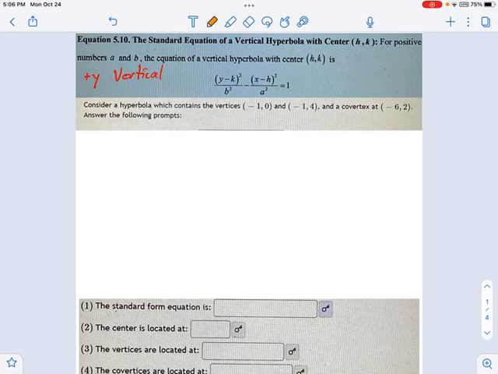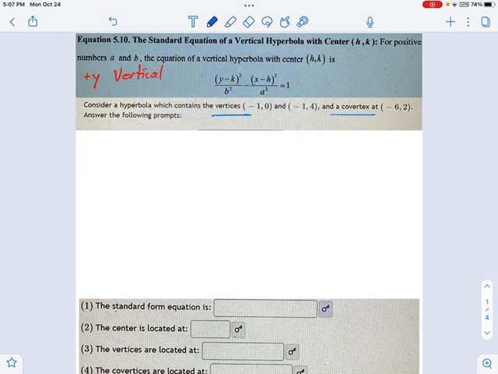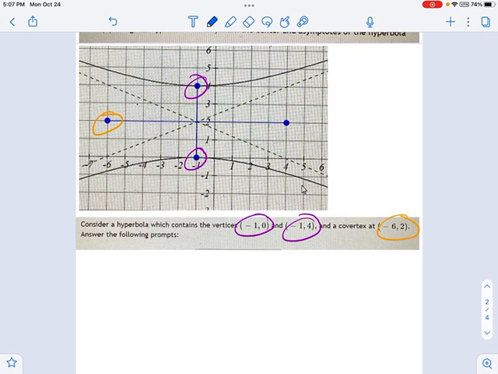This time we have to draw a hyperbola and characterize it using a couple of key features given. The features they're choosing to give us in this one are vertices and one of the co-vertices. So I think the easiest way, instead of worrying about what the equation is going to look like, is first, let's draw it. And what it's going to look like is this.